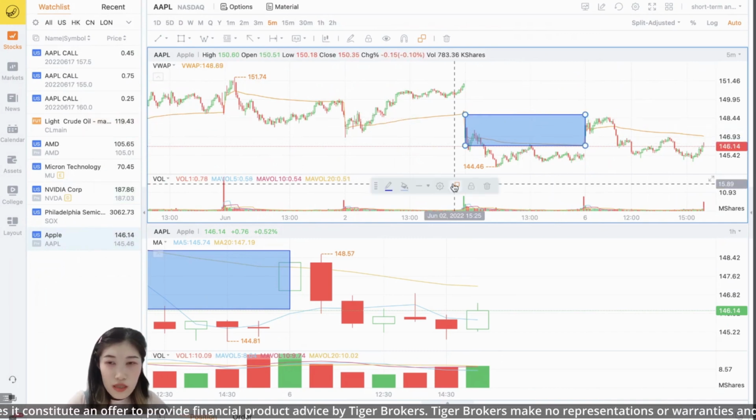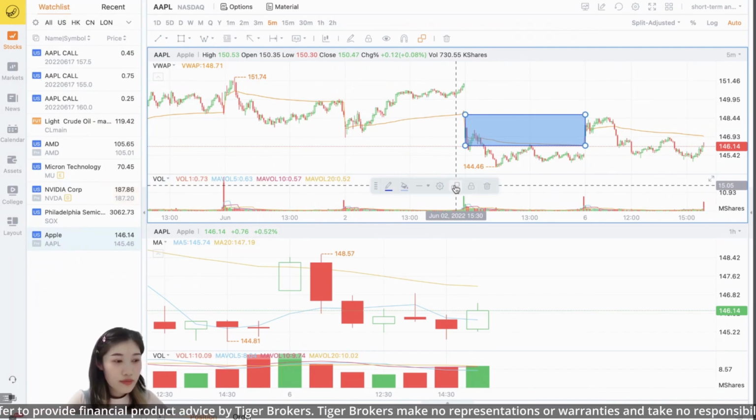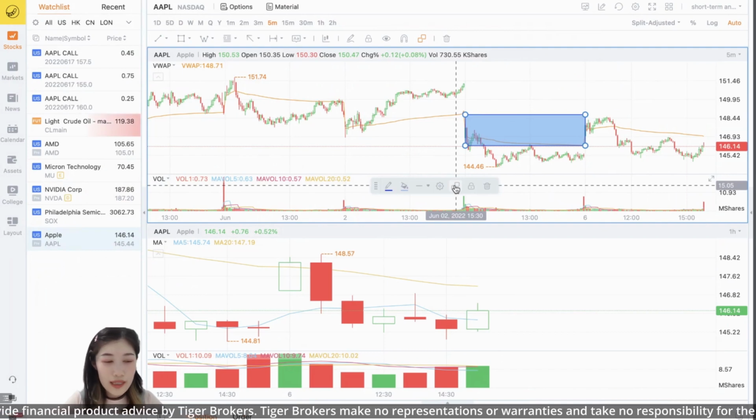And if you want the rectangle to be showing on one chart only, just click on unsync and it should disappear on the bottom chart. Now that's all about the interaction and functions you might need for intraday trading. Let's leave Apple aside and see some other stocks.